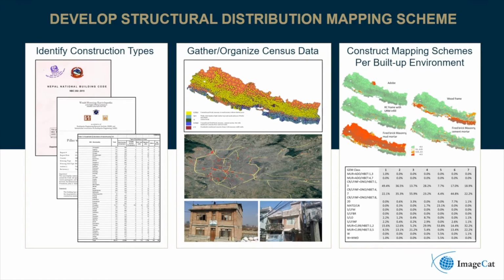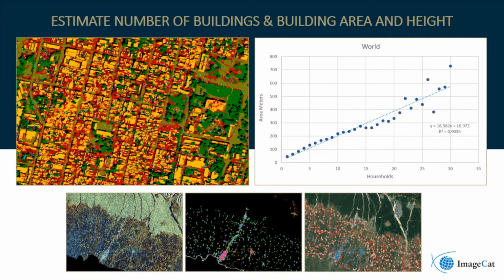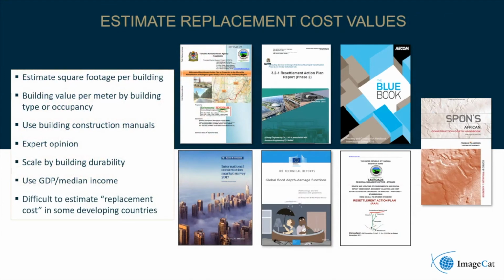In this Nepalese example, our engineers were able to make a direct correlation between the number of stories and structural types. Earth observation data is used to estimate the number of buildings and building area through an automated building footprint extraction. Combined with a stratified sampling strategy, we're able to make a correlation between the built area and household sizes. Replacement cost values are gleaned from various building construction manuals and estimated using the calculated building areas.